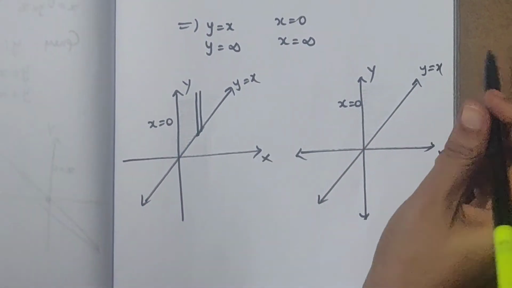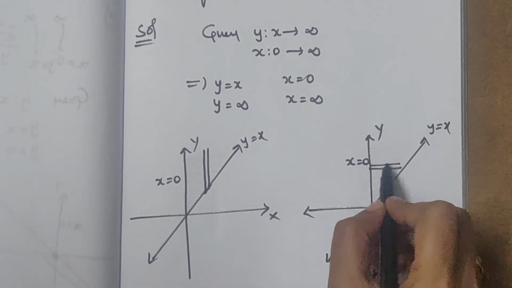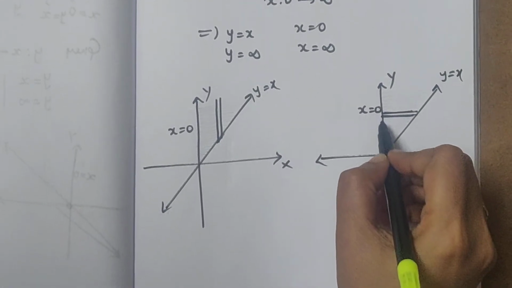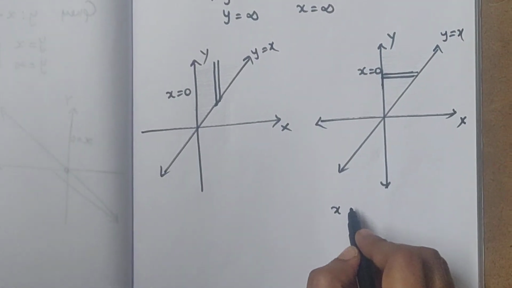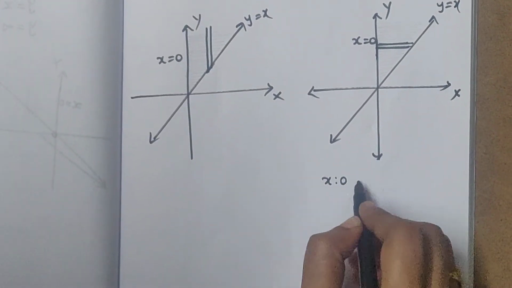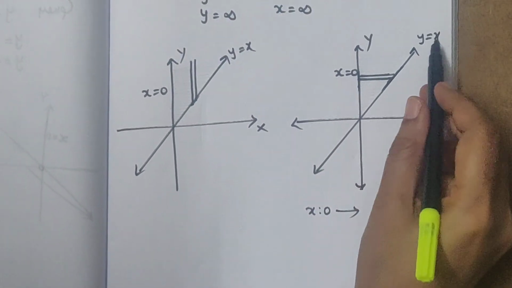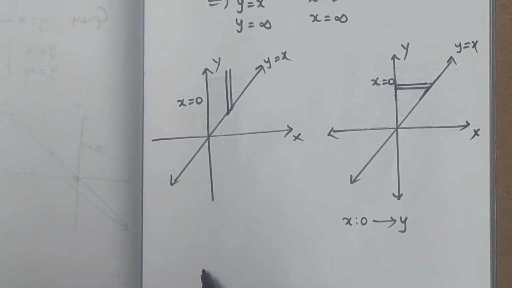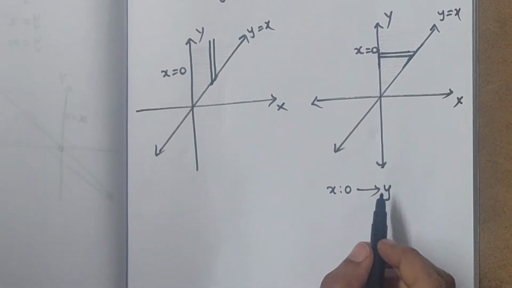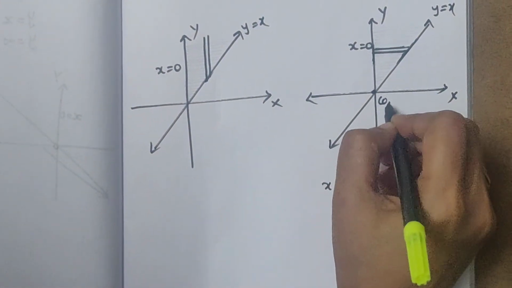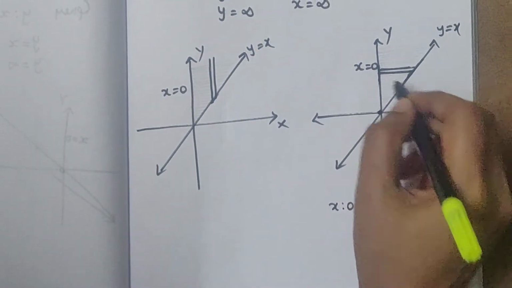Now our aim is to change the order. That means take a horizontal strip in the given region of integration. Clearly the horizontal strip's first end touches the y-axis, whose equation is x equal to 0, and the other end touches the line y equal to x, from which x is y. So these become the x limits. Now we require y limits. Along the y-axis, the region of integration varies from 0 to infinity.